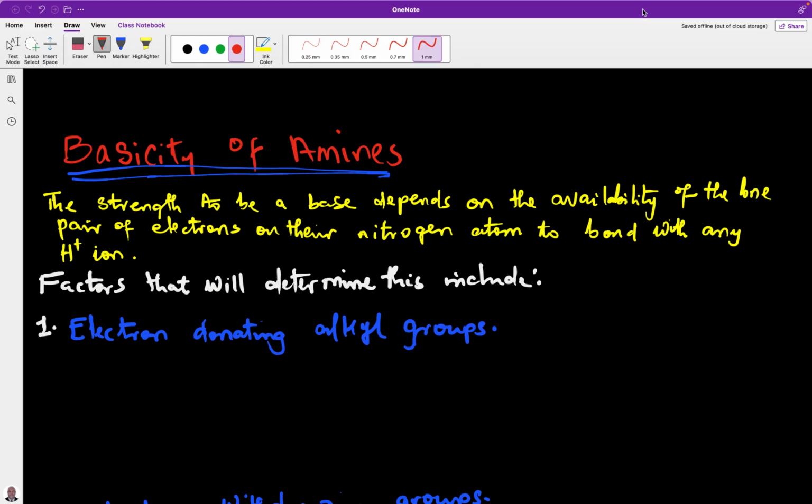If there is high electron density on the nitrogen, making electrons available for donation, then that amine is going to be highly basic. If there is less availability of electrons on the nitrogen atom for bonding, then that amine is going to be less basic. However, there are some factors that will determine the availability of the lone pair of electrons on the nitrogen atom.